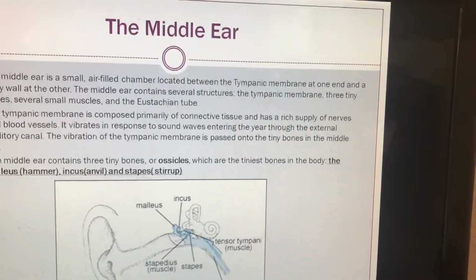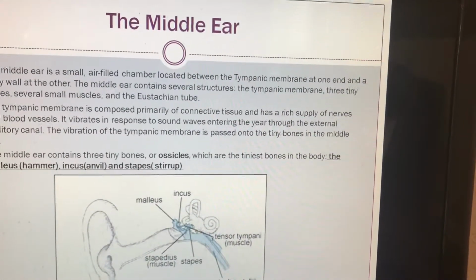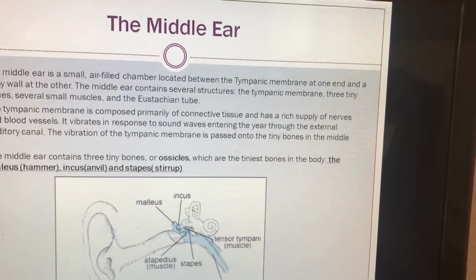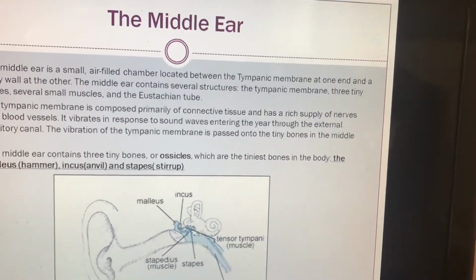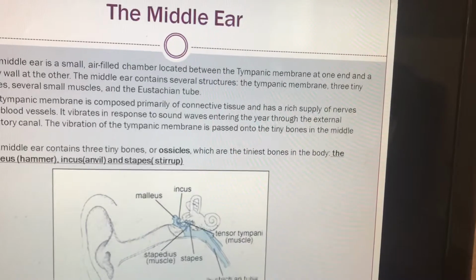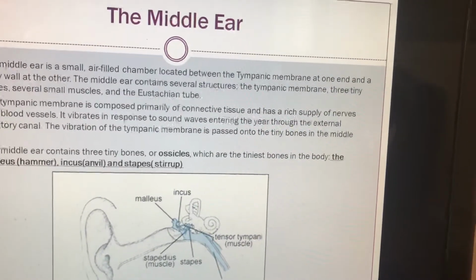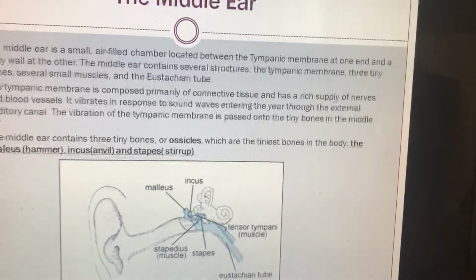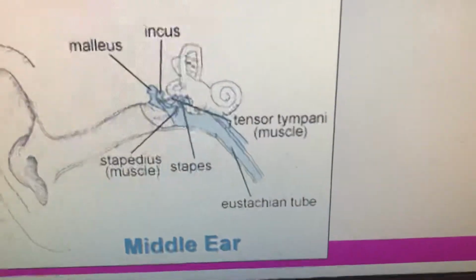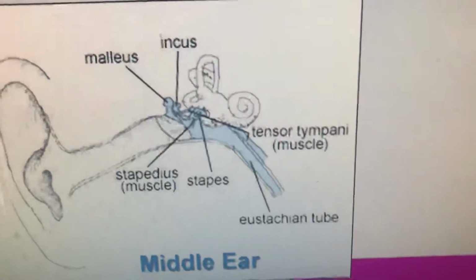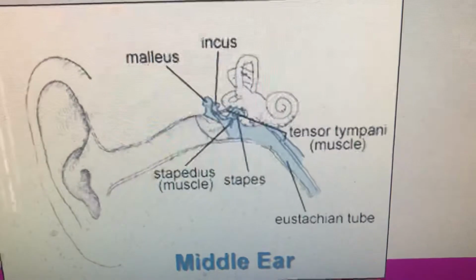So those 3 tiny bones are called the ossicles, and they are the tiniest bones in the body. And they are the malleus, the incus, and the stapes, or if you want to remember them by the hammer, the anvil, and the stirrup, because that's what they resemble. So here's a picture here of your middle ear.